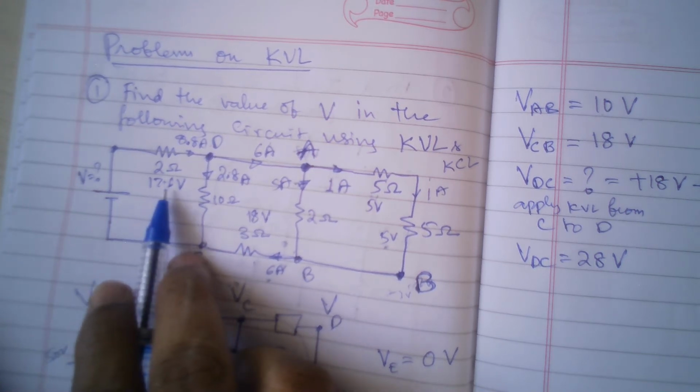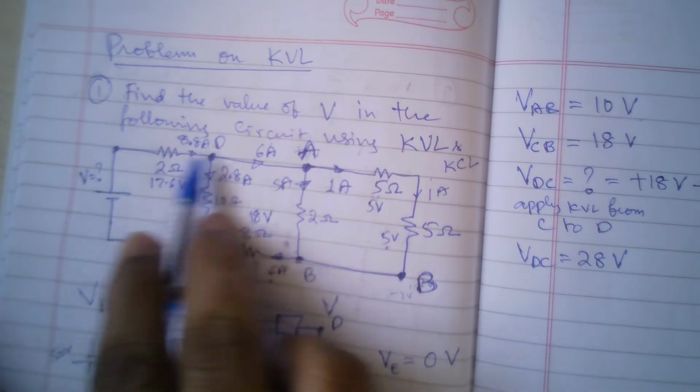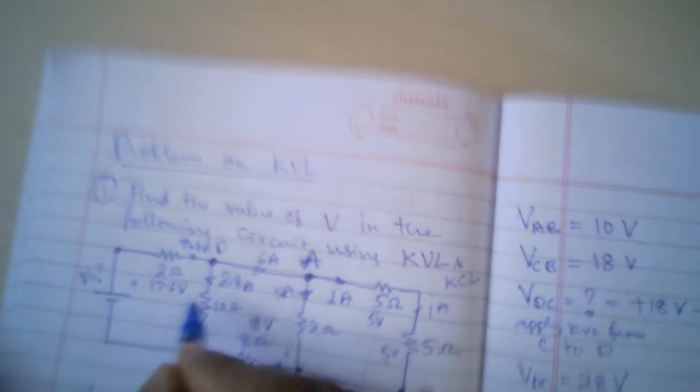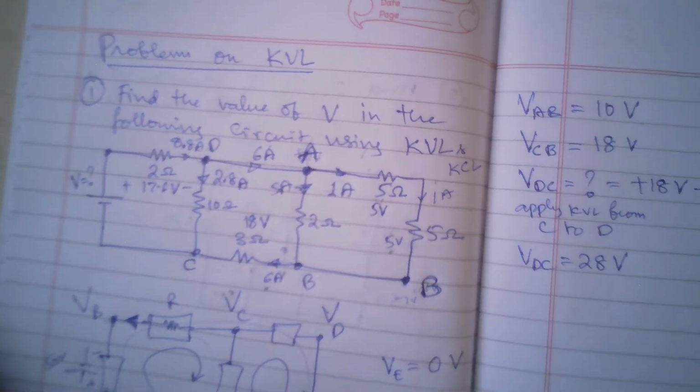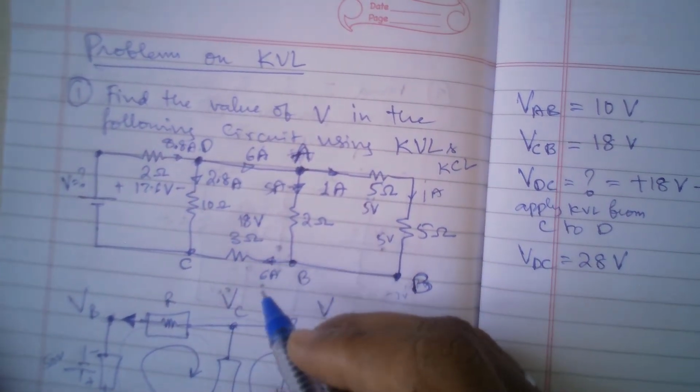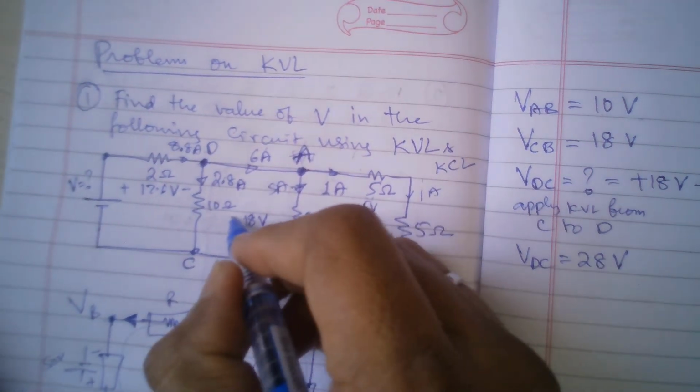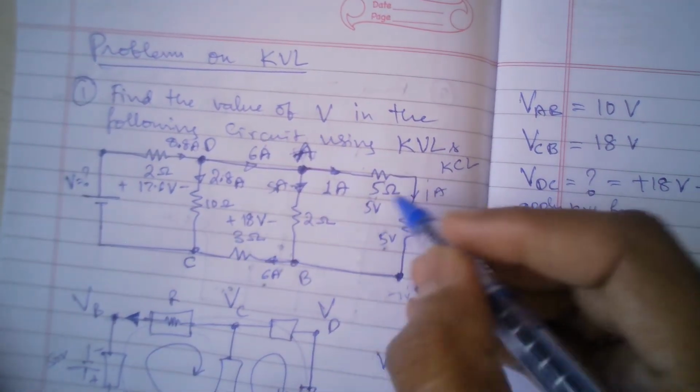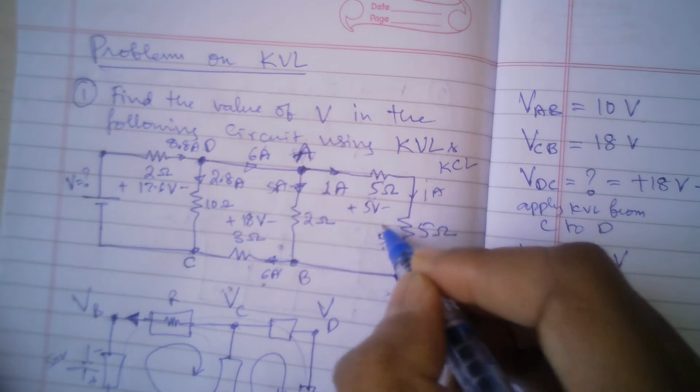Now out of the 17.6, which side is higher potential? The left side will be higher potential because the current is going like this. So you have to put plus and minus where the potential is higher. So here also for 18 I'll say plus minus, and here also plus minus, plus minus.